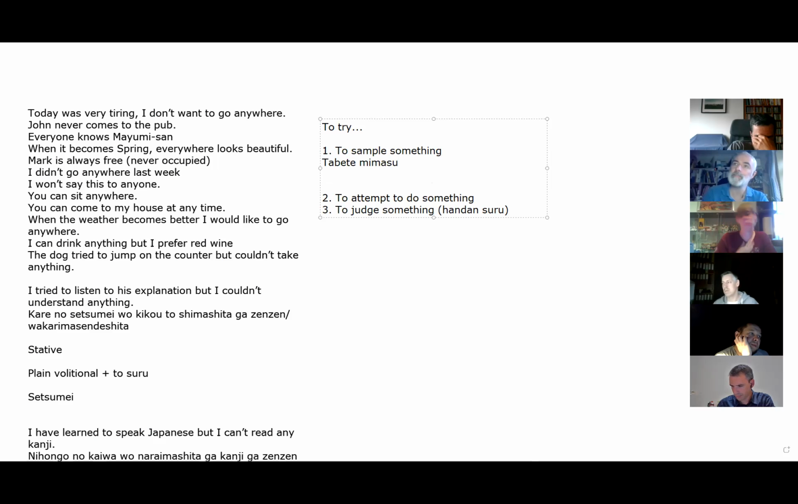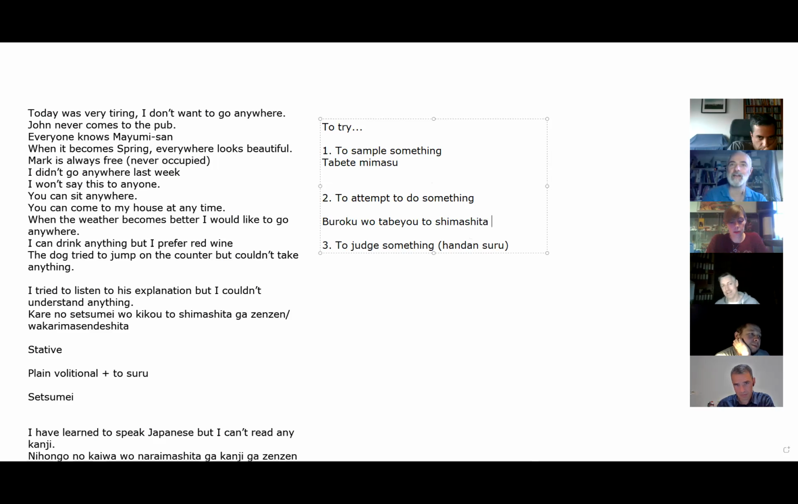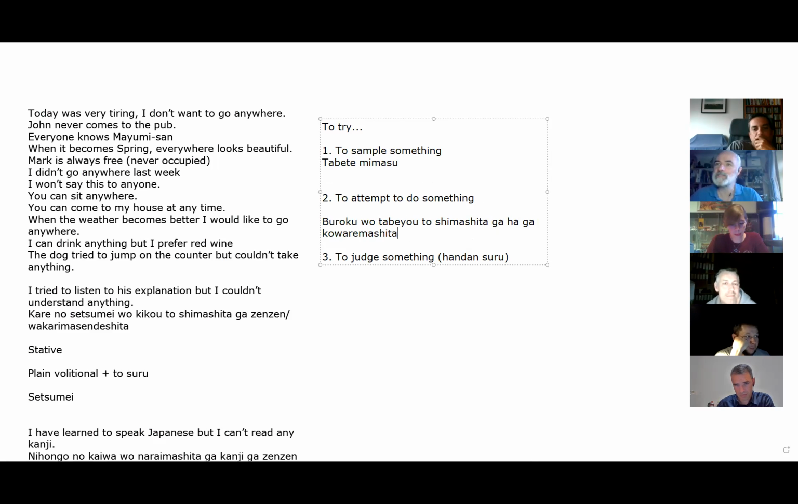It does mean to try, but it doesn't mean that you were trying to eat something that was really difficult and you were trying your best to eat something. You weren't eating a brick. Exactly. So this would be the case where we just mean to sample something: tabete mimasu. If you wanted to try and eat a brick, this would be buroku o tabeyou to shimashita ga ha ga kowaremashita. But I broke all my teeth.